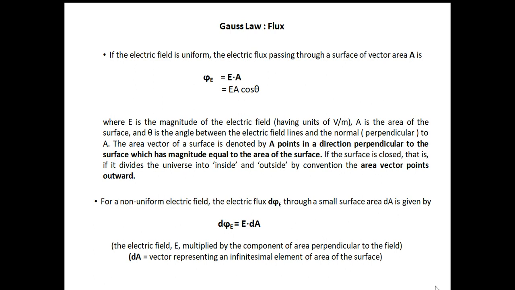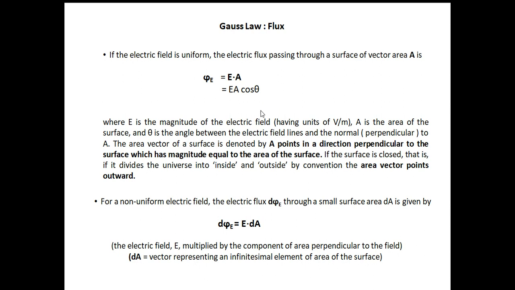Now, in the last video, we have seen what the flux is. To continue with it, if the electric field is uniform, the electric flux passing through a surface of vector area A is phi E equal to E dot A, where E, A and even phi E are all vectors. This is a dot product, and it will give me EA cos theta.